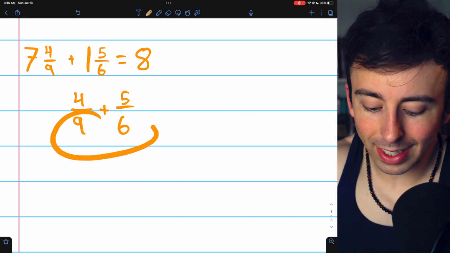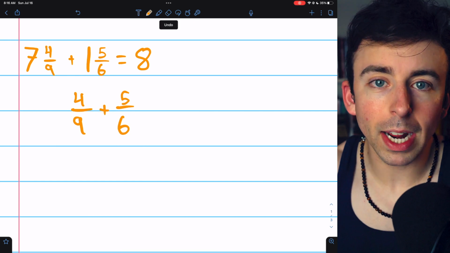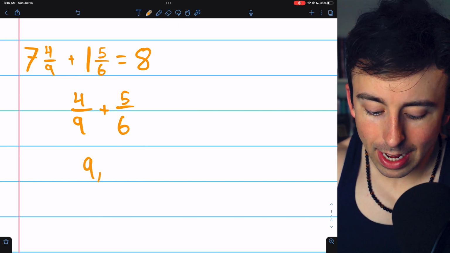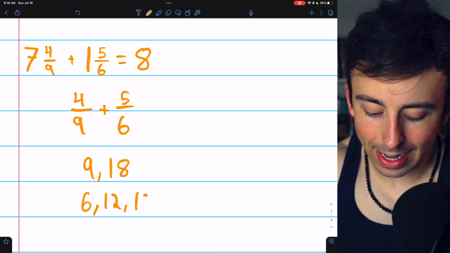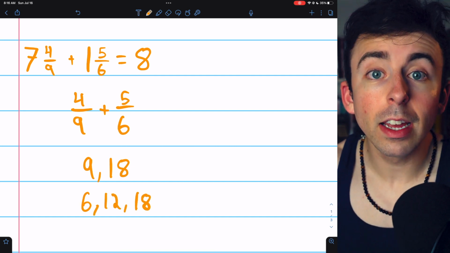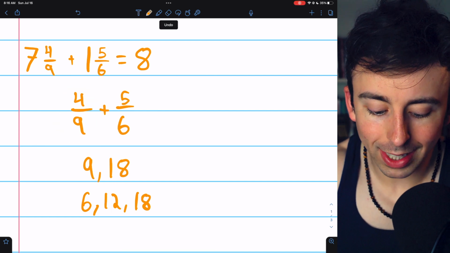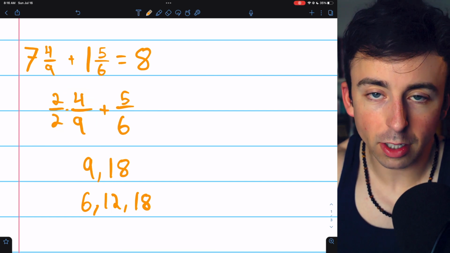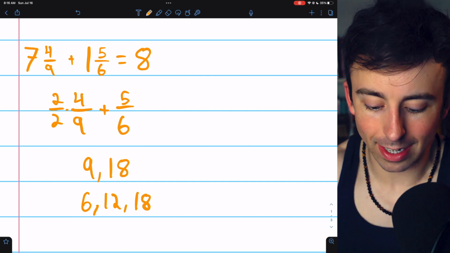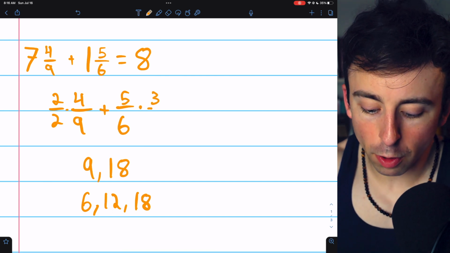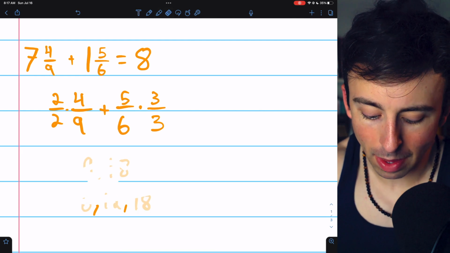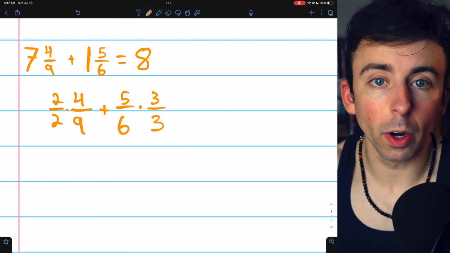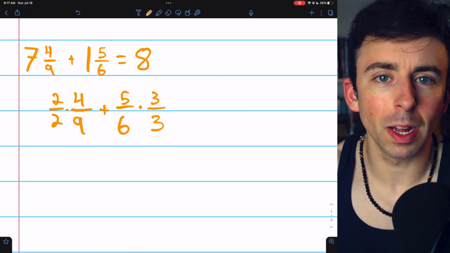In this case, the least common multiple of the denominators is actually 18. 9 goes into 18 twice, and 6 goes into 18 3 times. So we should multiply the fraction on the left by 2 over 2 to turn its denominator to 18, and multiply the fraction on the right by 3 over 3 to turn its denominator to 18. Again, the other method always works, but it's nice to get a smaller number when you can.